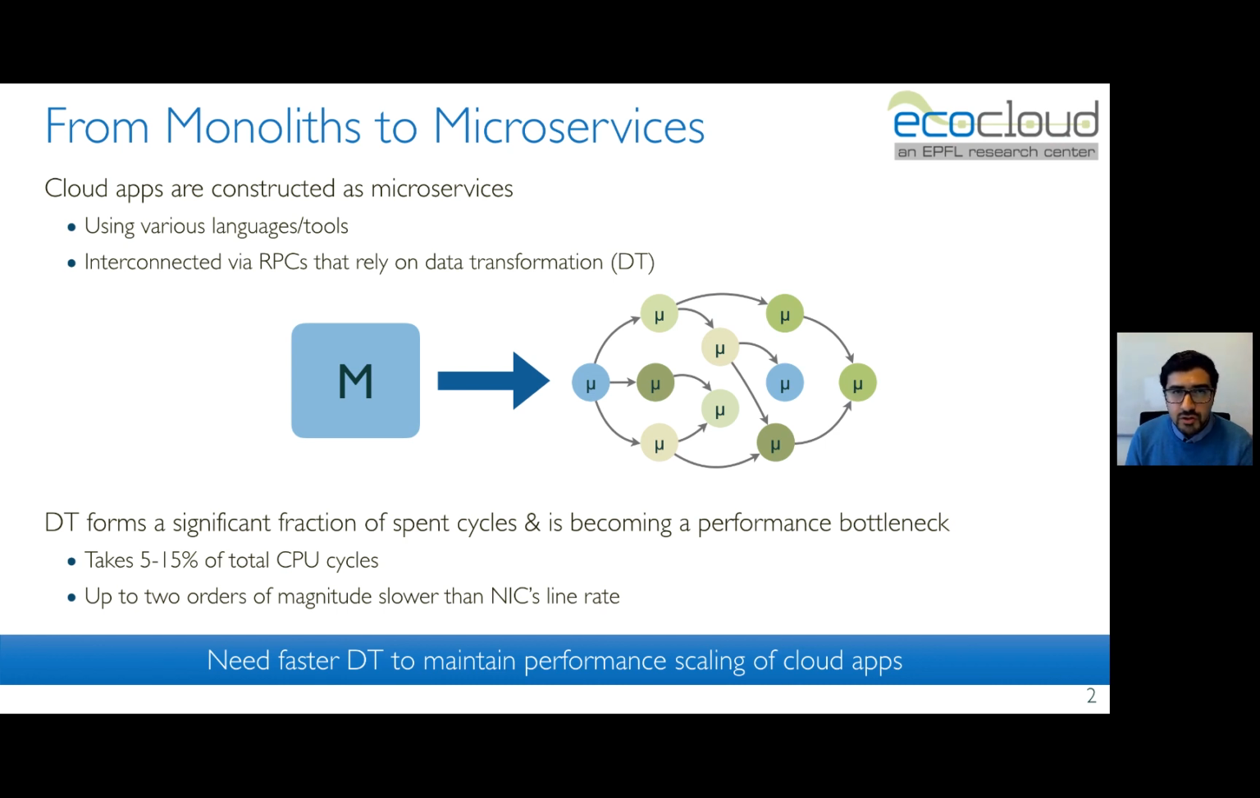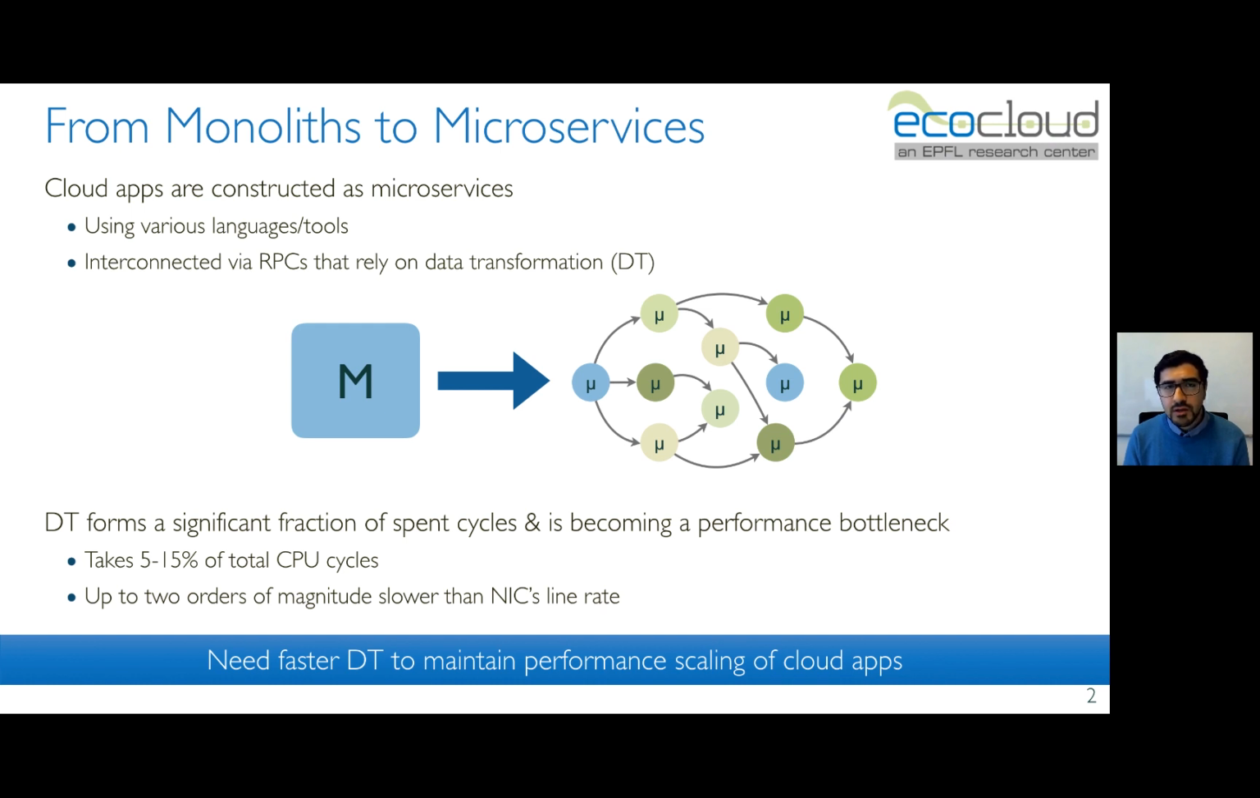Modern cloud applications are constructed as microservices. These fine-grained components are developed independently using various programming languages and tools and are typically connected via RPCs. Hence, to provide interoperability, RPCs rely on data transformation to convert data back and forth between microservices' formats. For example, in this figure, different colors represent different programming languages.